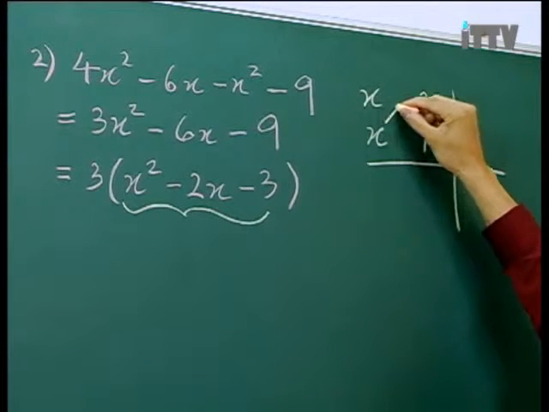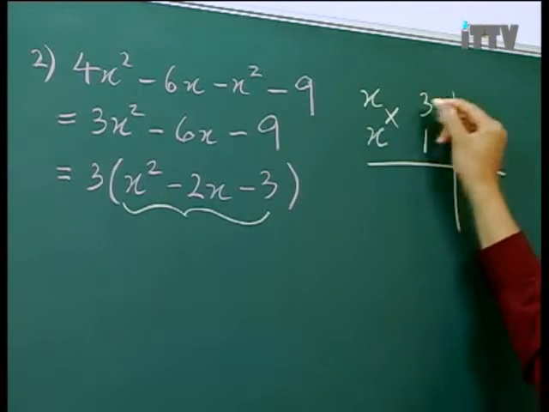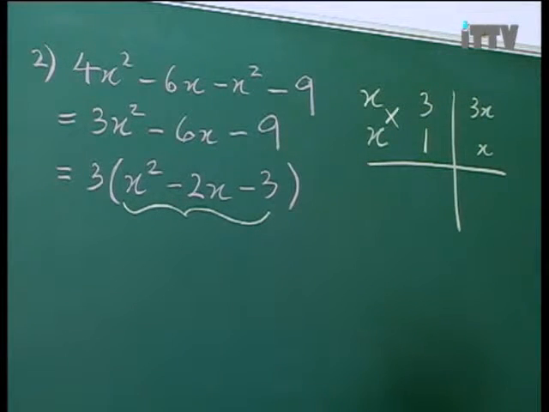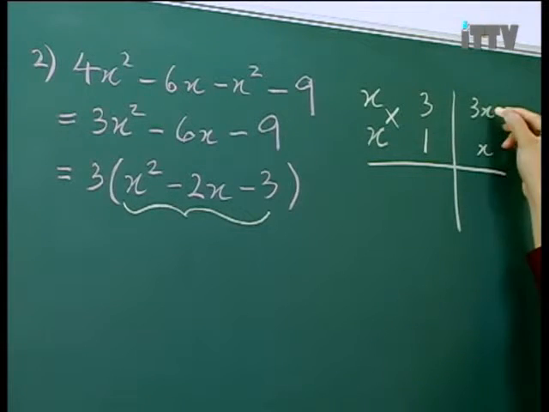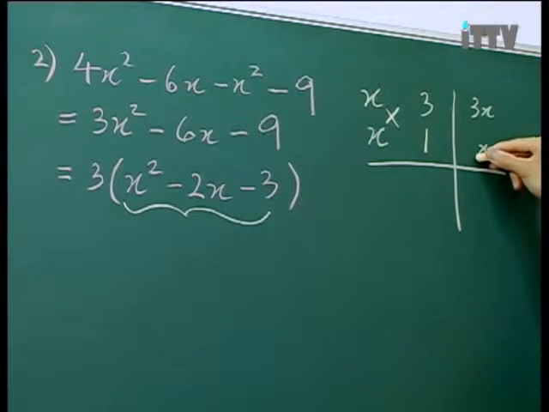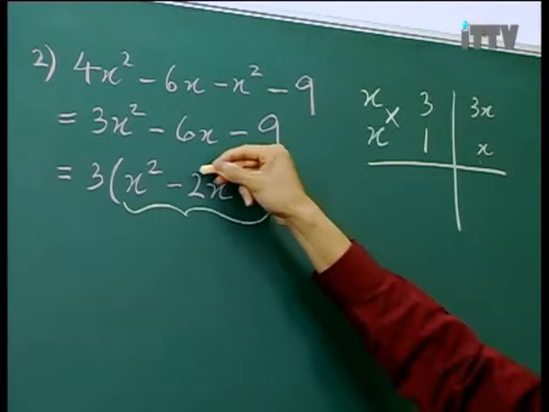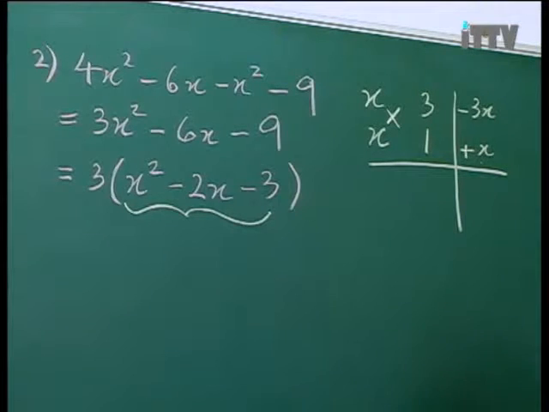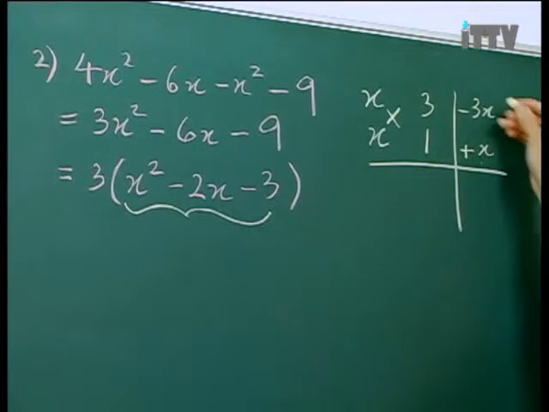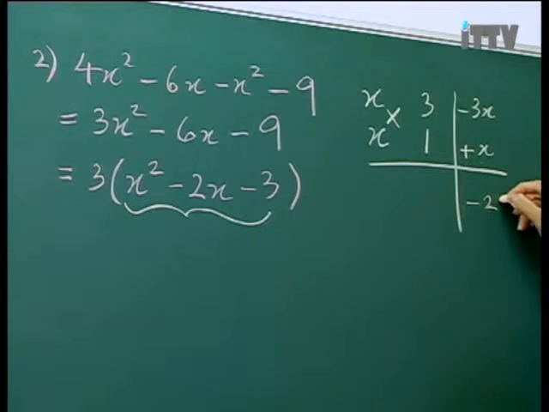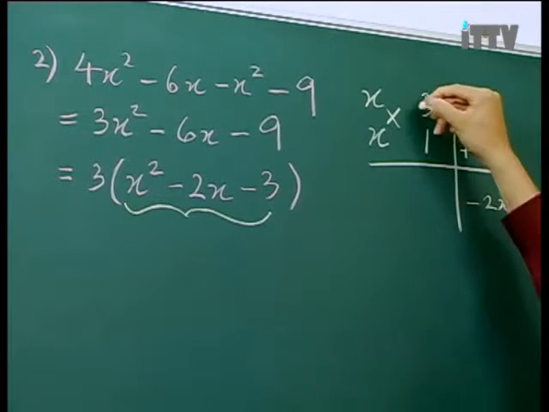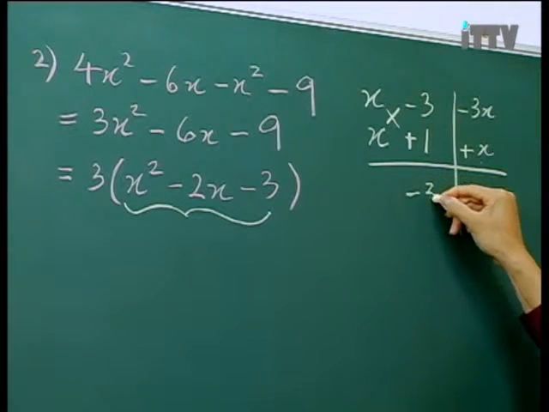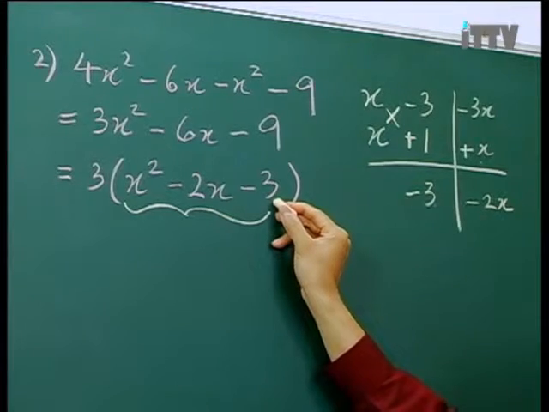And then apply the cross method. So x times 3 gives you 3x. x times 1 gives you 1x. And then remember, put the sign. How are you going to arrange the positive and negative such that you will get -2x? Negative needs to be put on top and positive at the bottom. So the sum of the terms here gives you -2x. And to further double check, transfer the sign over and check the product, it should give you -3, which will tally with the expression here.